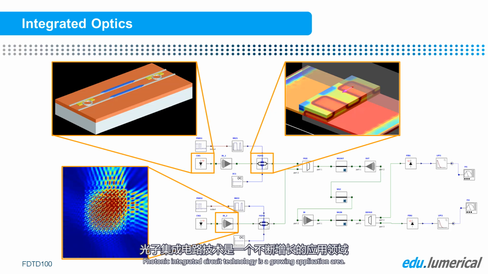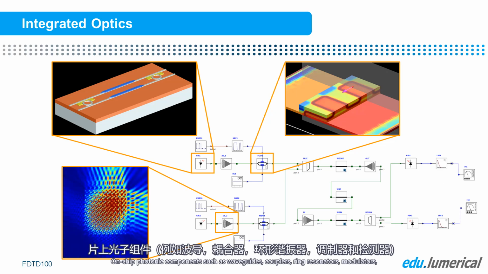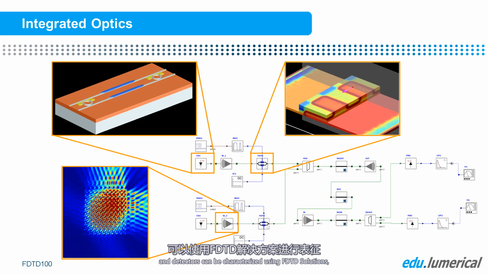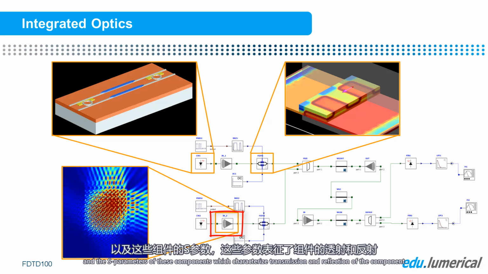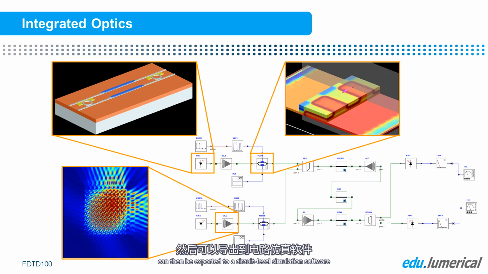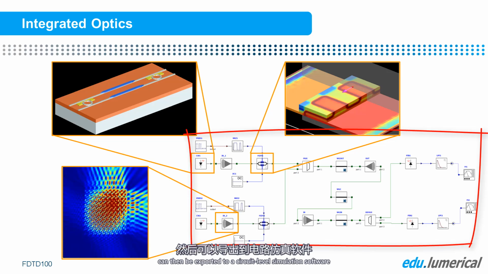Photonic integrated circuit technology is a growing application area. On-chip photonic components such as waveguides, couplers, ring resonators, modulators, and detectors can be characterized using FDTD solutions. And the S parameters of these components, which characterize transmission and reflection of the component, can then be exported to a circuit-level simulation software like Interconnect, where the system-level design can take place.